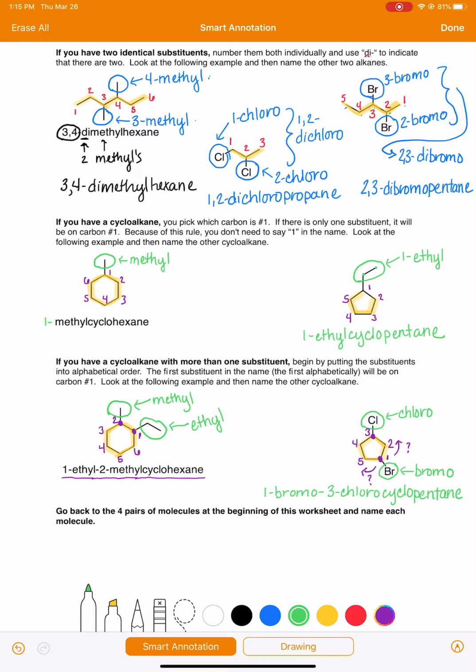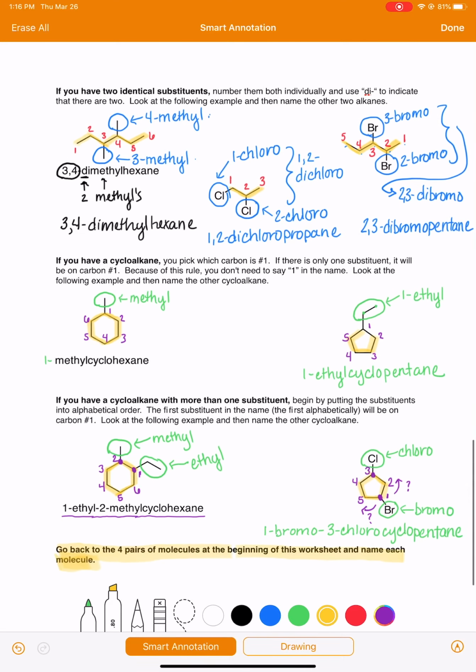And the last thing that this worksheet tells you to do is go back to the molecules at the very beginning of the worksheet and name them. So what I want you to do right now is pause the video, not yet, don't do it yet. Pause the video, go back up to the top of the worksheet, the 8 molecules in 4 boxes, and try to come up with their names. And when you finish that, unpause the video. But don't unpause it until you get them all named.